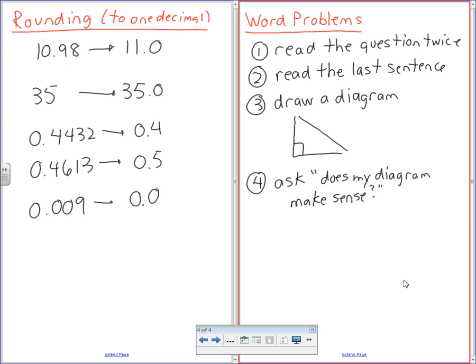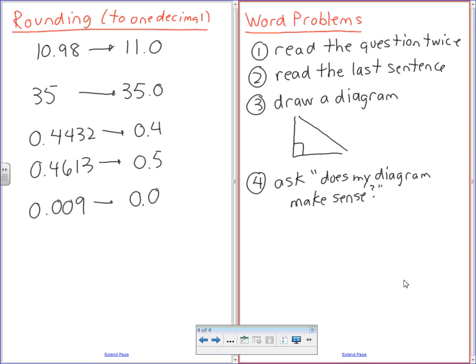So the idea with "does my diagram make sense?" If you're talking about Spider-Man climbing up a wall, this is not a wall. If you're talking about somebody climbing up a ladder, generally this isn't the ladder. The ladder would probably be on the bottom. So when you're working on the question, ask, does that diagram actually make sense with what we're being asked? Because I see all sorts of interesting diagrams.